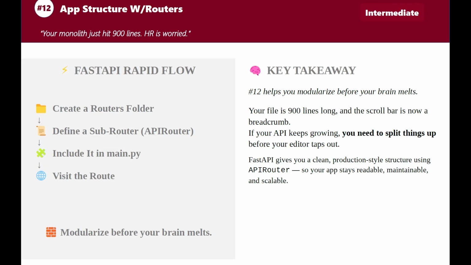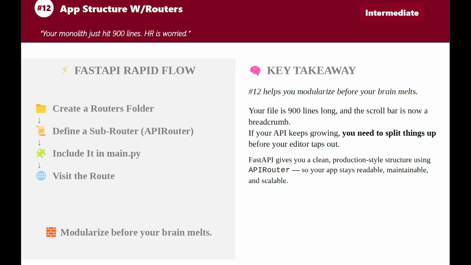Today we'll tackle what happens when your FastAPI file turns into a 900 line monolith, right? And your scroll bar becomes a breadcrumb. So today's scenario, your monolith just hit 900 lines. HR is worried, right? Even the guys in HR understand that this isn't good. So we'll fix that by using the APIRouter to split your app into clean, manageable pieces.